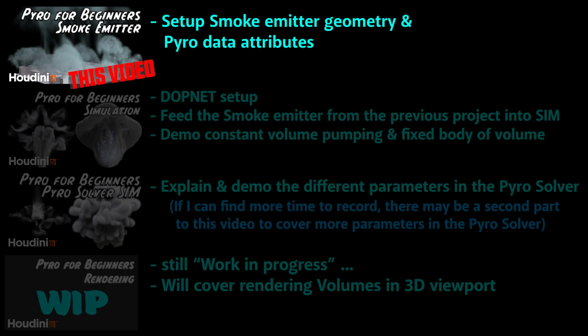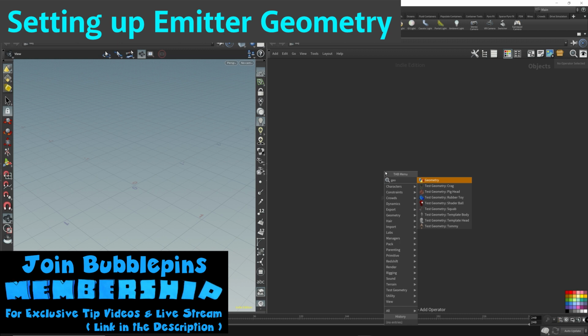This is very essential to the whole scene. The emitter is the one that kickstarts the entire Pyro simulation, and every change you make to the emitter will have a definite impact on the simulation. That's because all the smoke in the simulation comes from this initial emitter geometry. So let's get started with the geometry node.